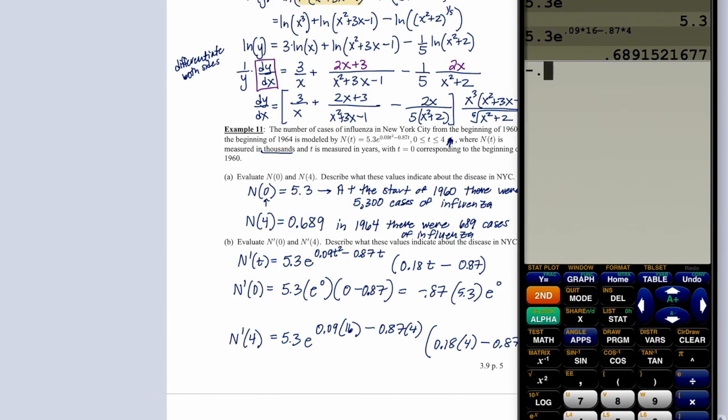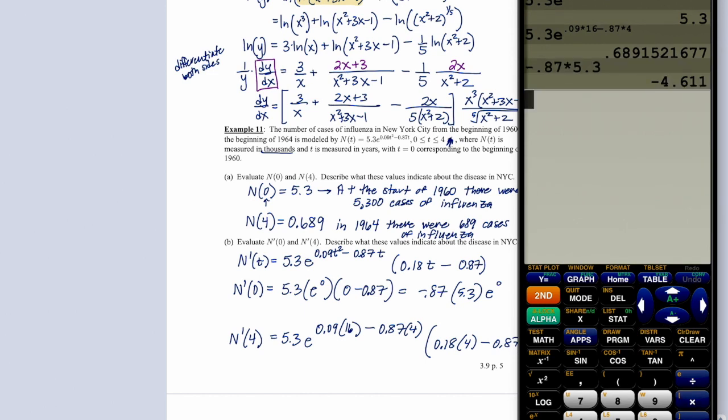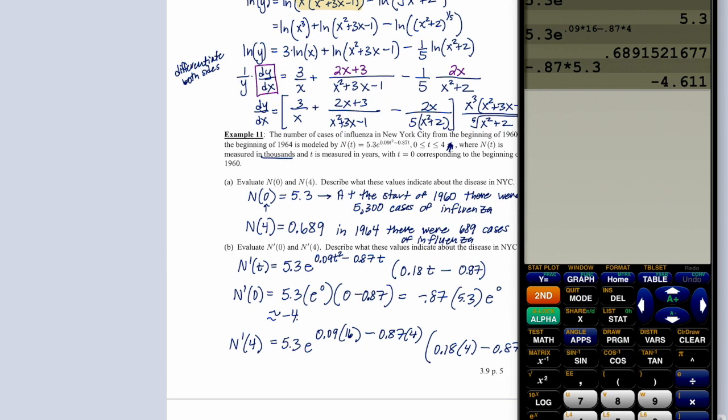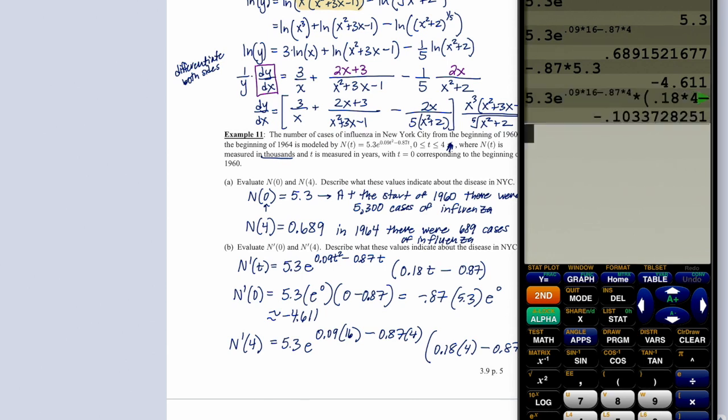So we've got negative 0.87 times 5.3, so negative 4.611 for the first one. And then 5.3 times e to the 0.09 times 16 minus 0.87 times 4, times 0.18 times 4 minus 0.87. So we get negative 0.103 roughly.